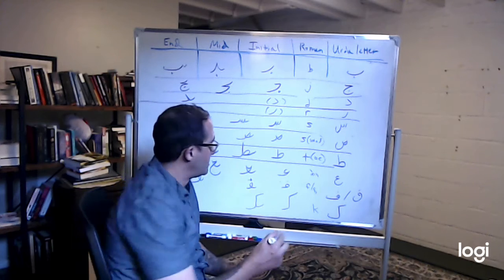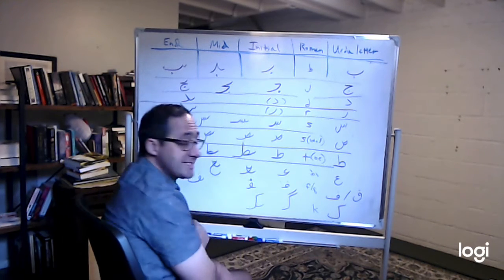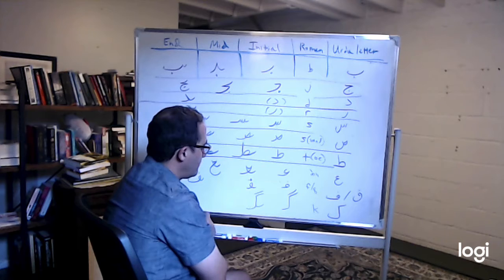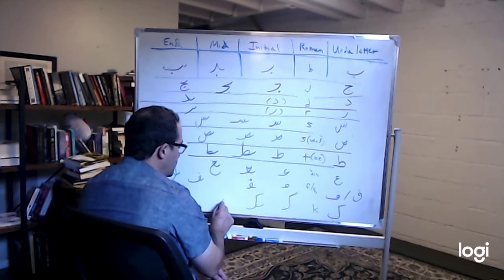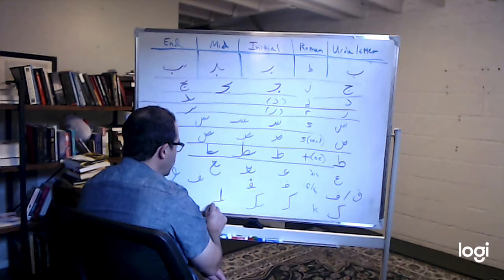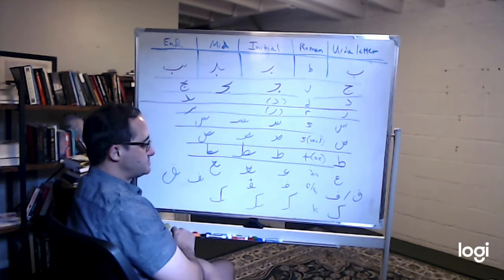What if it was a G? I would just make 2 marks. That's a G. All right? At the end, you just make a K. You come into it. There you go.